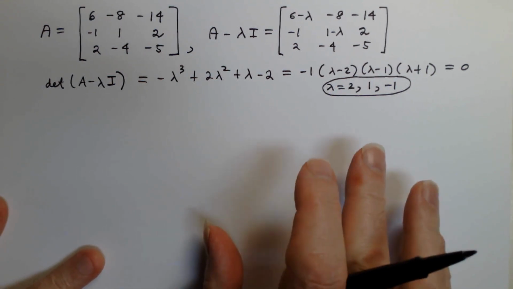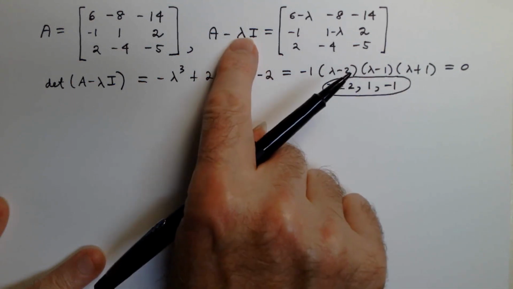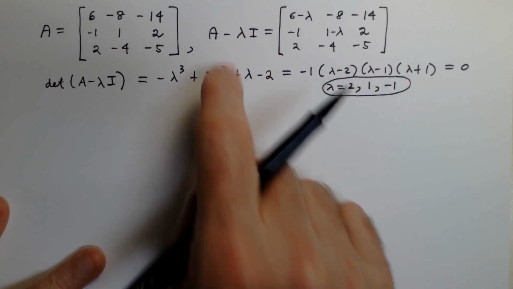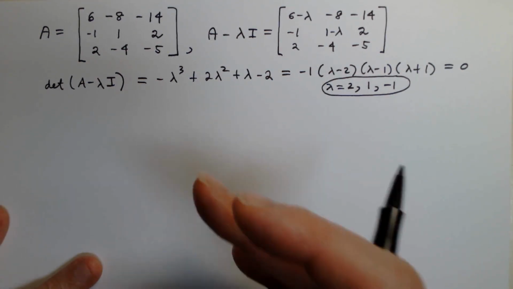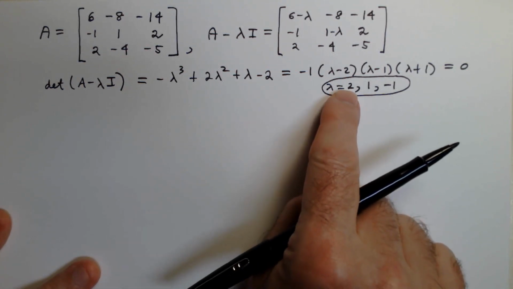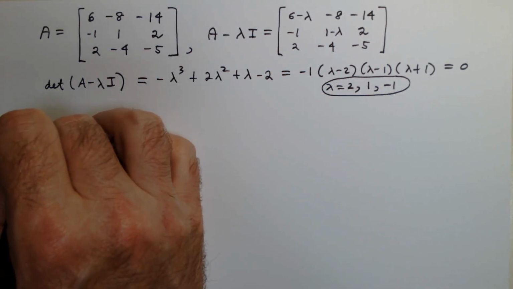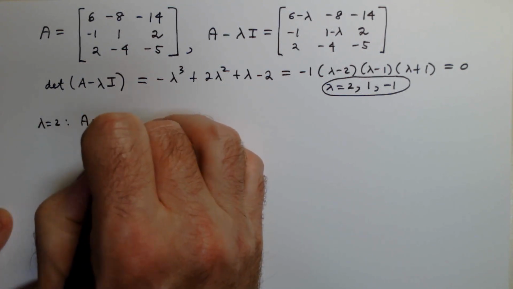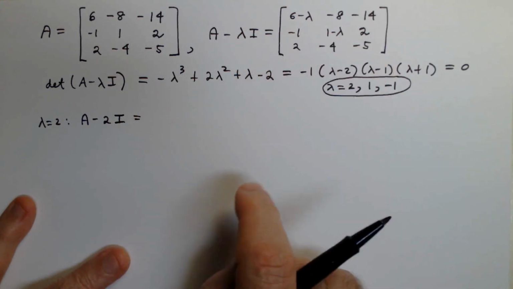Now, there's still a lot of work ahead of us because what we have to do now is for each of these eigenvalues, we have to form the matrix A minus lambda I. So in particular, A minus 2I. And then we have to row reduce that matrix and work out a basis for the null space of that matrix. Let's do this in some detail for the case lambda equals 2. So when lambda equals 2, we have to start with the matrix A minus 2I. Now we know what to do. We're just going to plug in lambda equals 2 here.